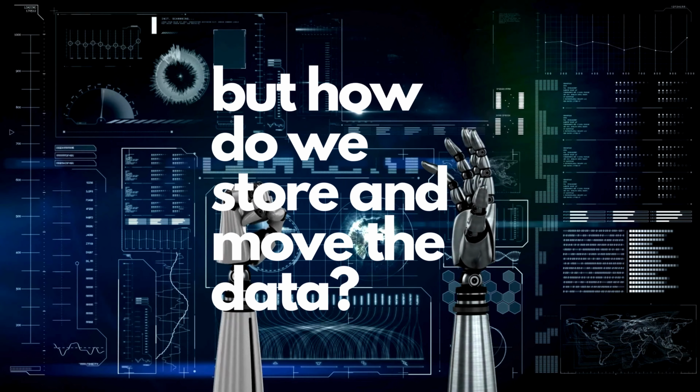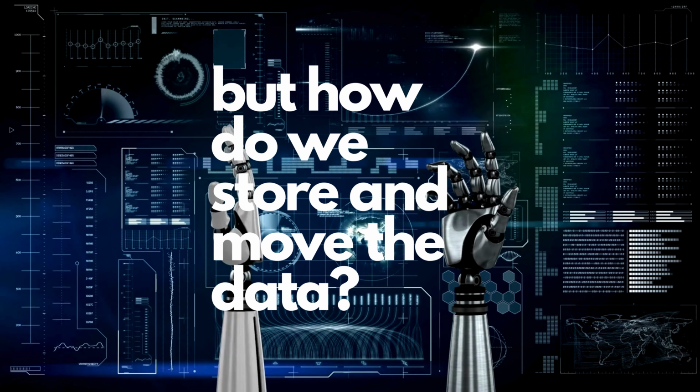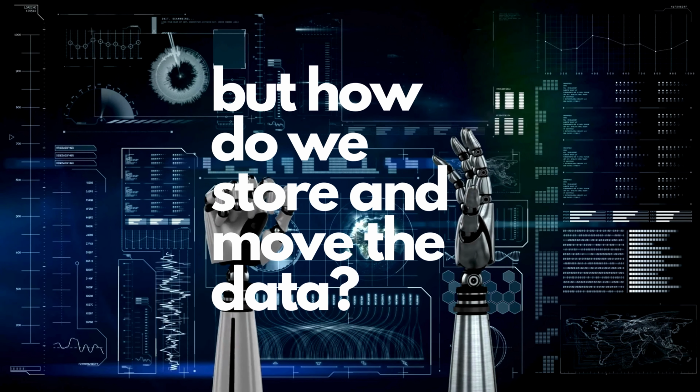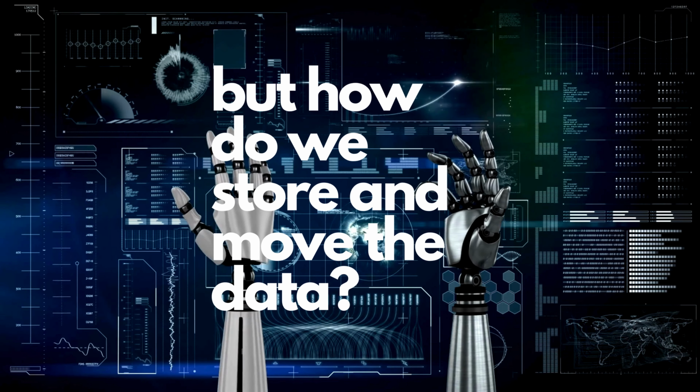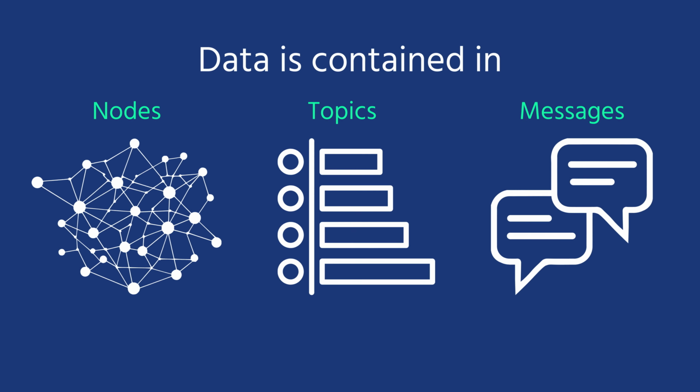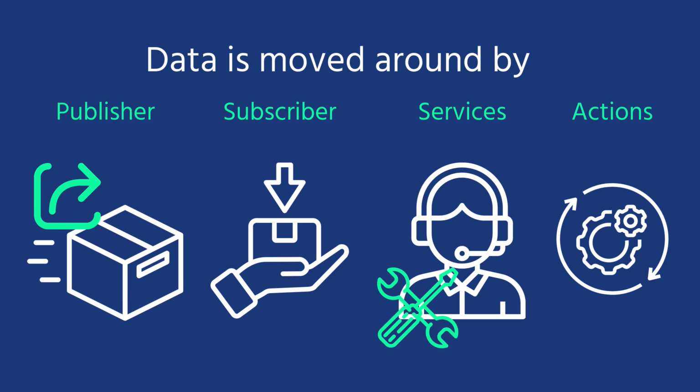But how does ROS work now? How do we store and move the data between sensors, actuators, and other interfaces? Data is processed or contained in nodes, topics, and messages, whereas movement of data is caused by publishers, subscribers, services, and actions.